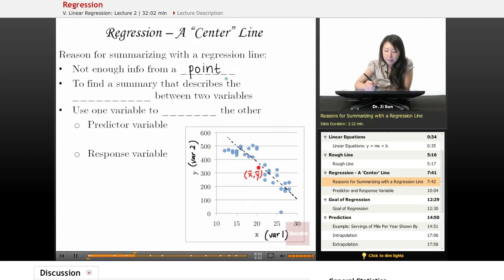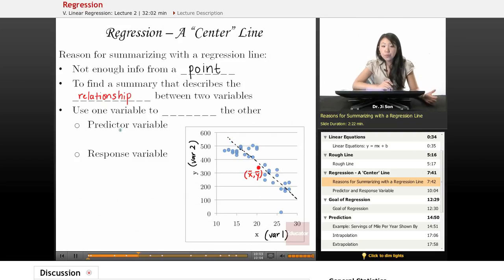Also, we want to find a summary that describes the relationship between the two variables. So it's not just enough to have a point. The point won't describe the relationship between the two, but a line does. A line will tell you whether its slope is negative or positive. The line will tell you that kind of information that you would want from something like a trend. And so that relationship is actually really important to us, and we wouldn't get that information from just a point.